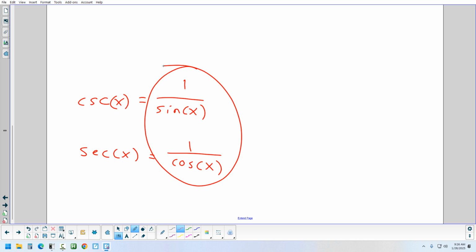Yep. There could be asymptotes. Cosecant is going to have an asymptote everywhere that the sine crosses the x-axis: 0, pi, 2 pi. Secant is going to have an asymptote everywhere that cosine crosses the x-axis: pi over 2, 3 pi over 2, 5 pi over 2. All right, so let's look at cosecant first and see if there are asymptotes at every integer multiple of pi.